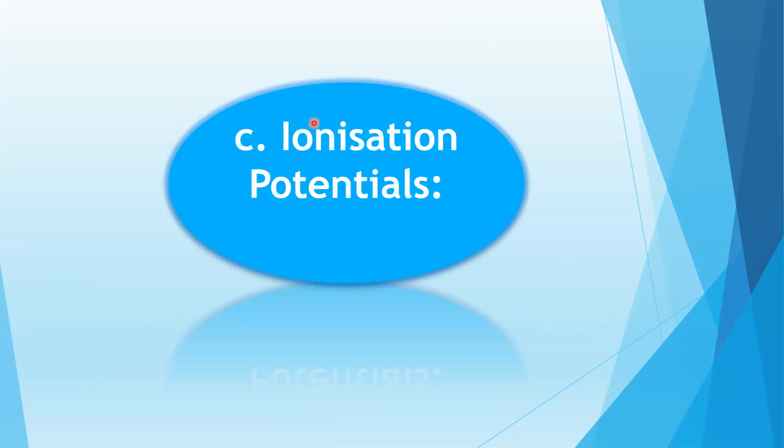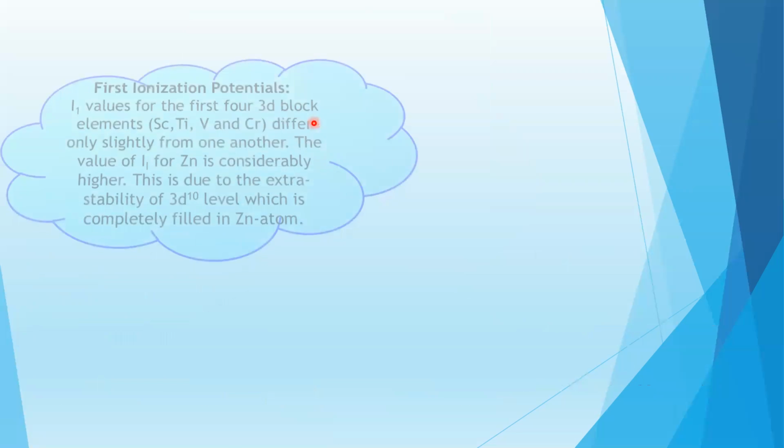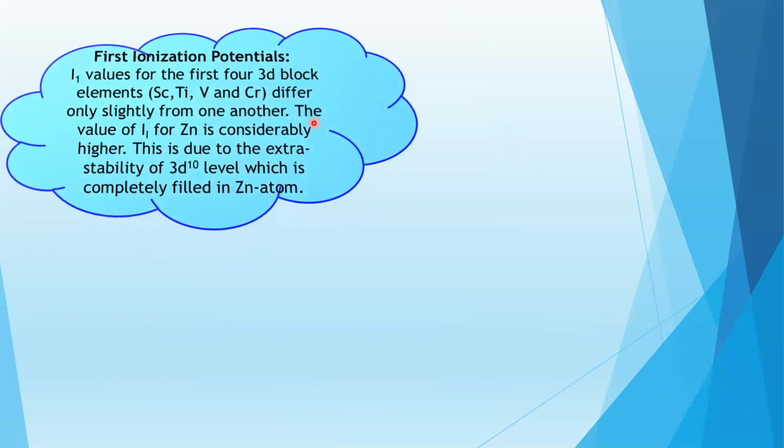Ionization potentials. So, what is ionization potential? That means the energy required to undergo ionization. Ionization means removing one electron from the valence shell. The energy required to remove that particular electron from its valence shell is known as ionization potential.